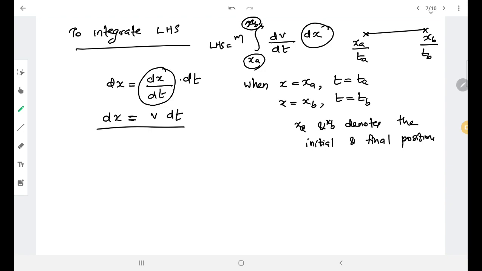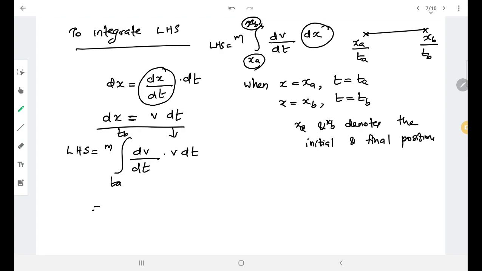So we can take the LHS, substitute for dx, and change the integral limits xa and xb. So the LHS becomes m times the integral from ta to tb of dv/dt into v dt. Instead of dx, we are substituting this v dt.